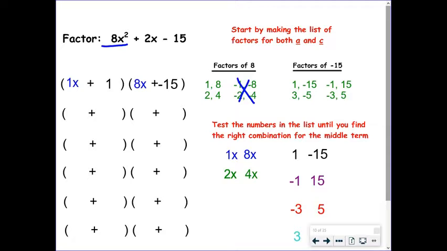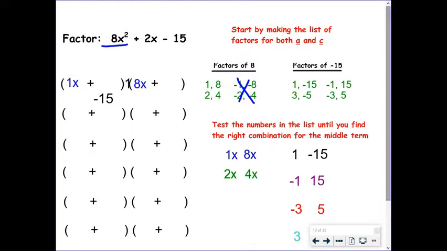When I do that, I know 1x and 8x is 8x squared. I know 1 and negative 15 is negative 15. So the only thing I really have to check is my inside and outside terms. 1x times negative 15 is negative 15x. 1 times 8x is 8x. Does that give me what I want? No.